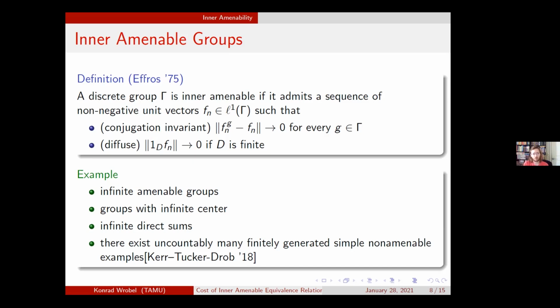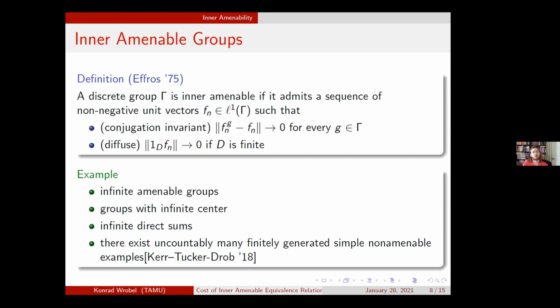So, right, you have three classes of groups. For all of these classes, inner amenability comes about from the amenability of some subgroup or from some commutativity inside the group. But there also exist many finitely generated simple non-amenable such examples, in which case you don't have this inner amenability coming either from amenability of a subgroup or commutativity of some subgroup. Okay, so these are a nice large set of examples.